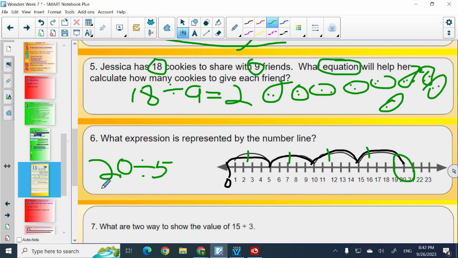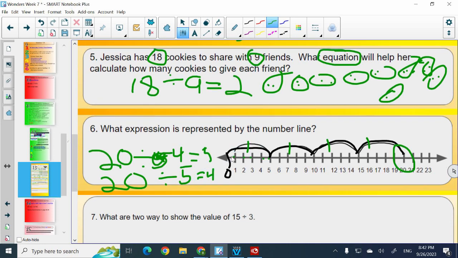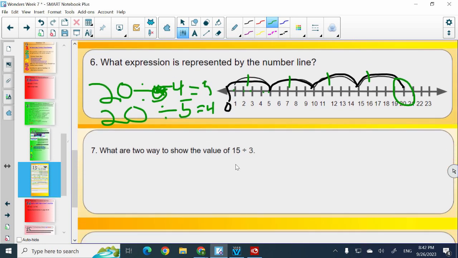You might also see this expression, 20 divided by, and then we could count 1, 2, 3, 4, 5. Sorry, this should be 4, not 5. 4. But this could be 5. And then what we know is that because this is a fact family, 20 divided by 4 is 5, or 20 divided by 5 is 4. Okay? An equation would look like this with an equal sign. Okay? All right, number 7.